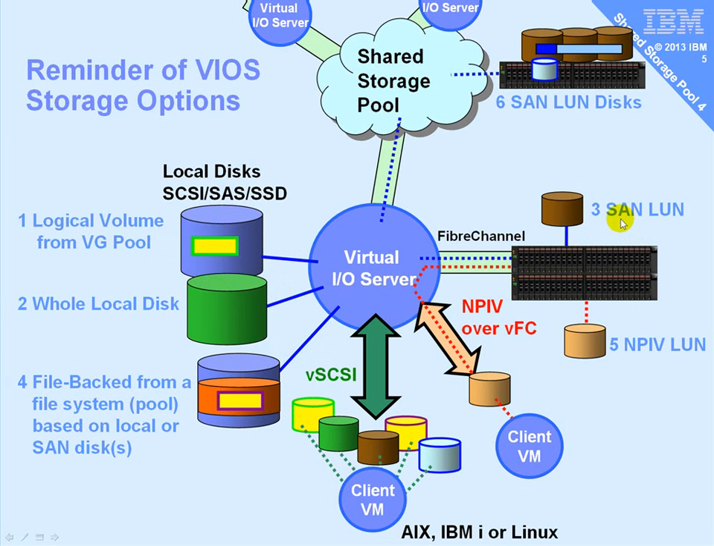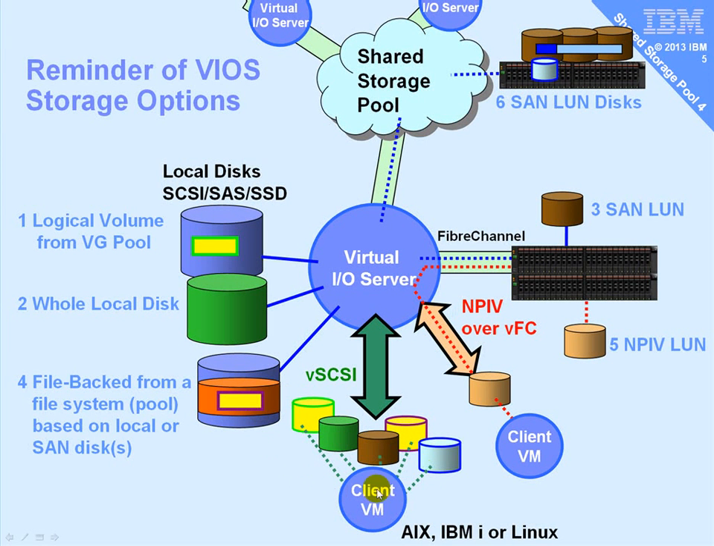Next in was the LUN. This is an hdisk, of course, as the VIOS server sees it, and it presents that as a Virtual SCSI device too. We then introduced a file-backed file system pool, which means we actually create a JFS2 file system and we create a great big 32 gigabyte file, and that file is then presented to the client virtual machine as Virtual SCSI as well.